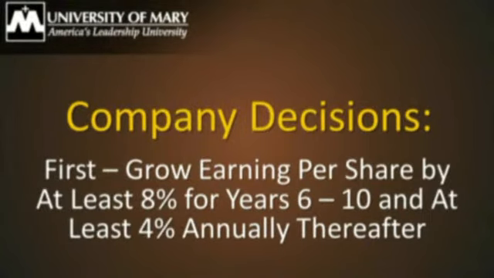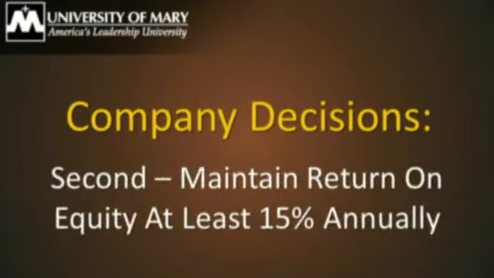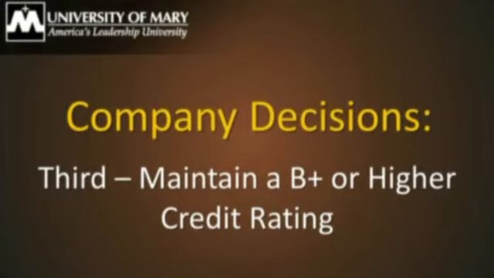The first includes growing earnings per share by at least 8% annually from years 6 through 10 and at least 4% annually thereafter. The second is maintaining a return on equity investment of at least 15% or more annually. All companies will start with a 17% return on equity investment in year 5. The third is maintaining a B+ or higher credit rating. All companies will start with a B+ credit rating at the end of year 5.